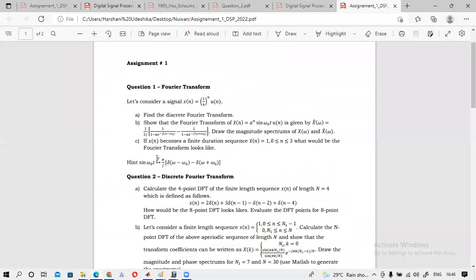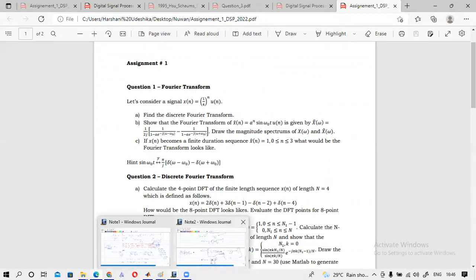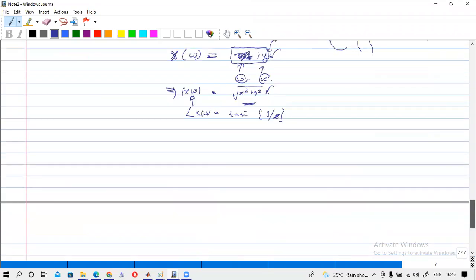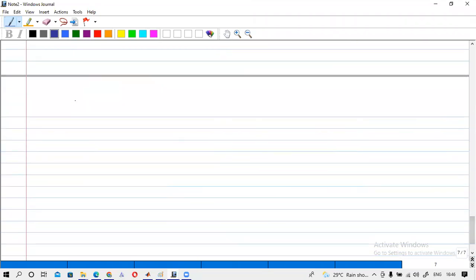So we will see the next one. If xn becomes a finite duration sequence, I think in that case you can draw the magnitude plot and a phase plot. So we will see. You are given xn.